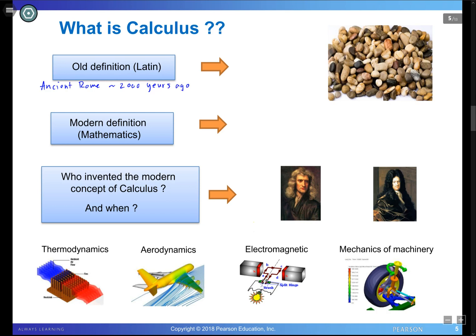And what was the meaning back then? Back then, the meaning was quite different from what we have today. Back then, calculus meant a pebble. So I'm going to write it down right here, a pebble. Just in case you don't know what a pebble is, it's a small stone, really small stone. If you have lots of them, you call them calculi. Like in this picture, you have lots of small stones. They are called calculi, the plural form of calculus. If you only have one of them, you call it a calculus.